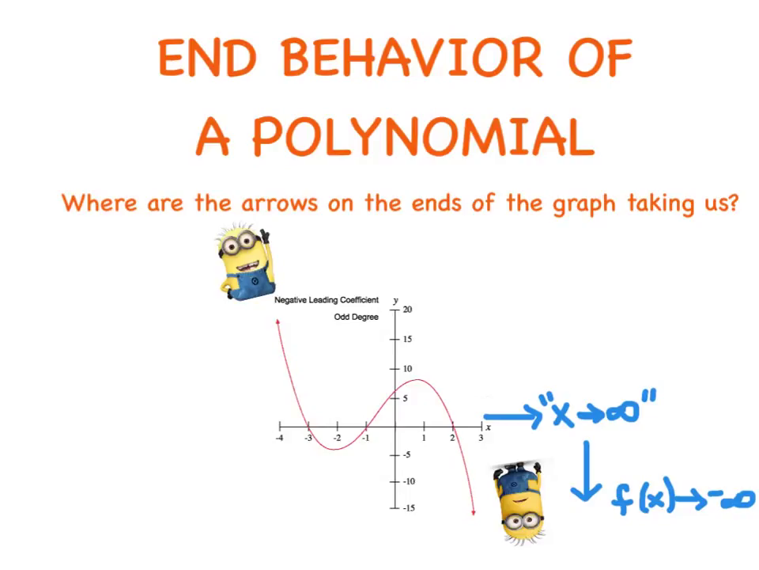Let's jump to the other side. As I walk this direction, we would say that x is approaching negative infinity. And while I'm doing that, you notice how the graph is going up. So we would say that f of x, in this case, is approaching positive infinity just because that's going up right there.